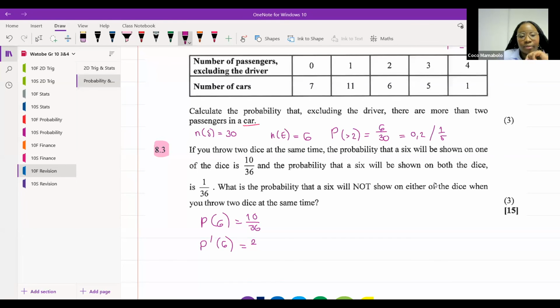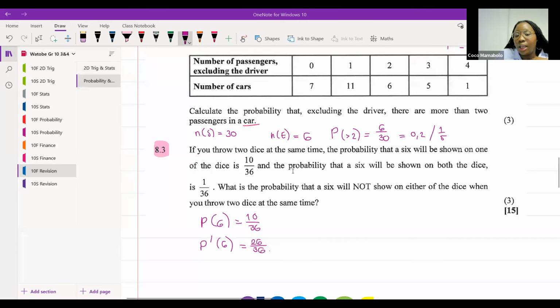Hello, Matindi. Can you tell me what is the probability that I'm not going to get a 6? Okay, I've lost Apiwe. I don't know what's happened. It's going to be 26 over 36. Is everybody with me here?